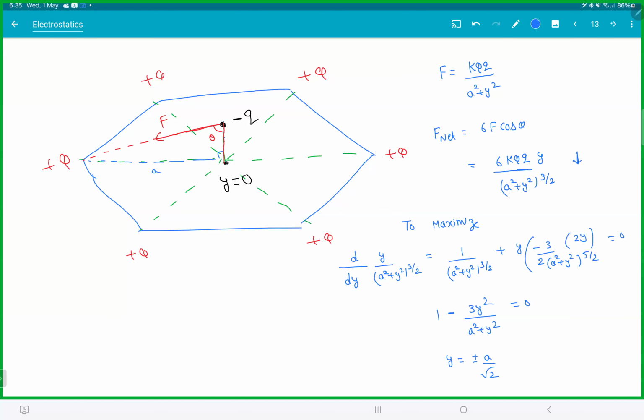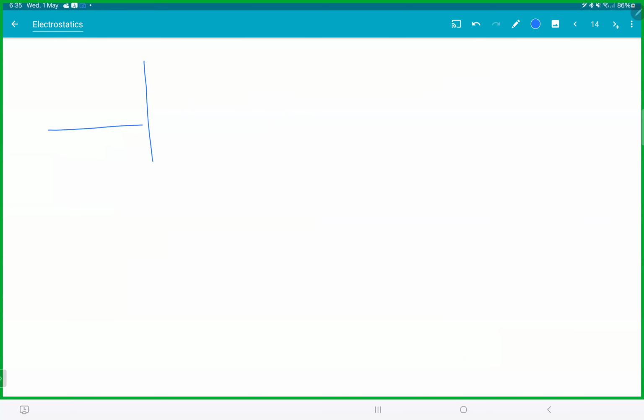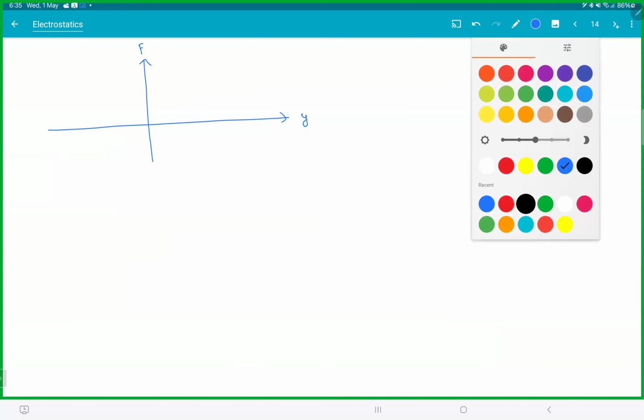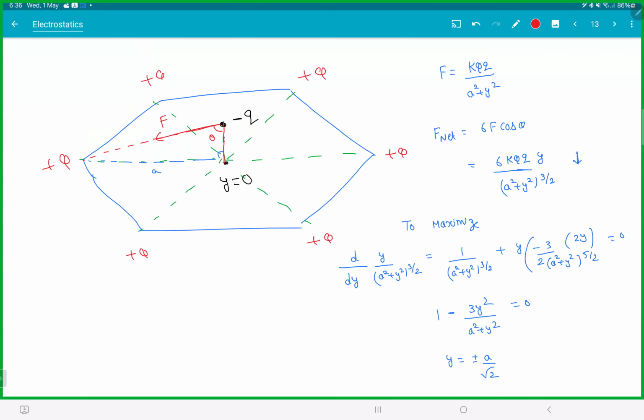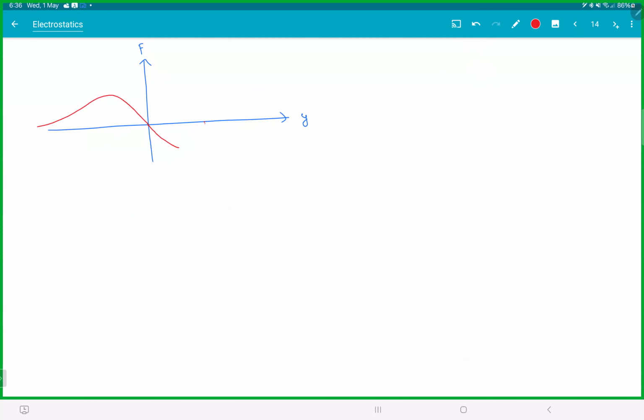It's not a lot of work, but if you try to plot the graph, with y on the axis and the force, just be careful. If I take up as positive and down as negative, the force is actually negative when you're on the positive y-axis. So you go up and it decreases. When you're below, the force is upward. When you're above the positive y-axis, the force is being pulled down; if you're below, the force is up. So with graphs, you have to be careful with the signs also. It's not a hyperbola or something. It will be a symmetrical graph. This peak is A by root 2, this one is minus A by root 2. That is how the graph would look.